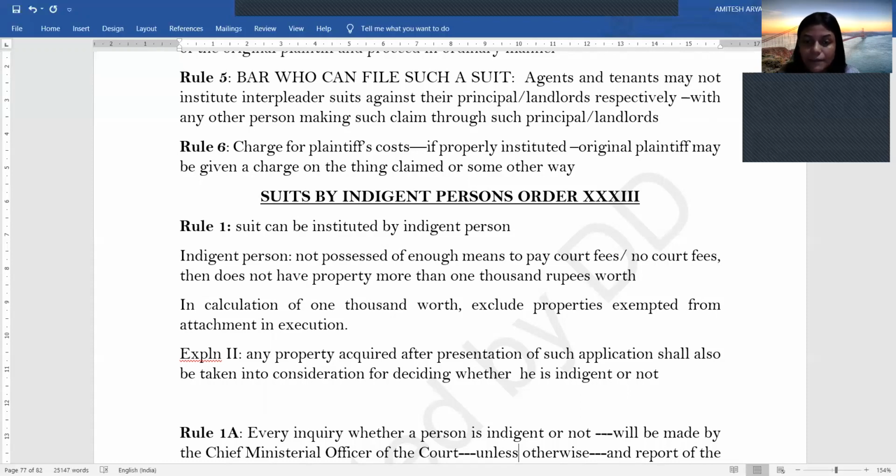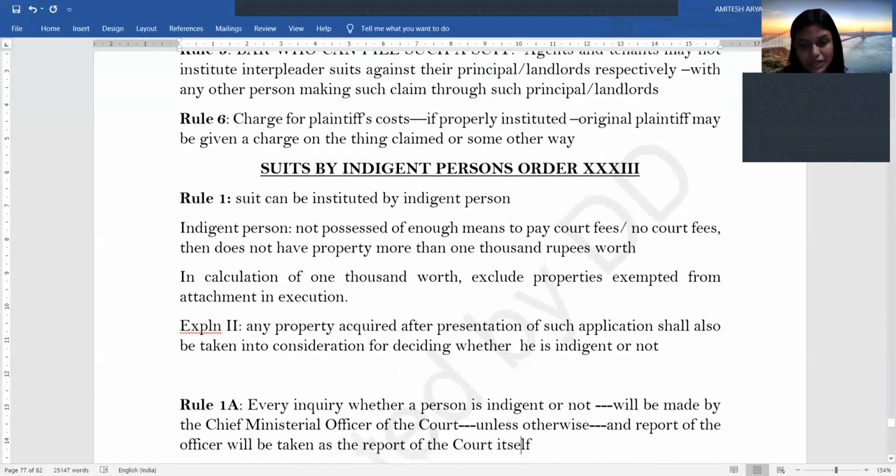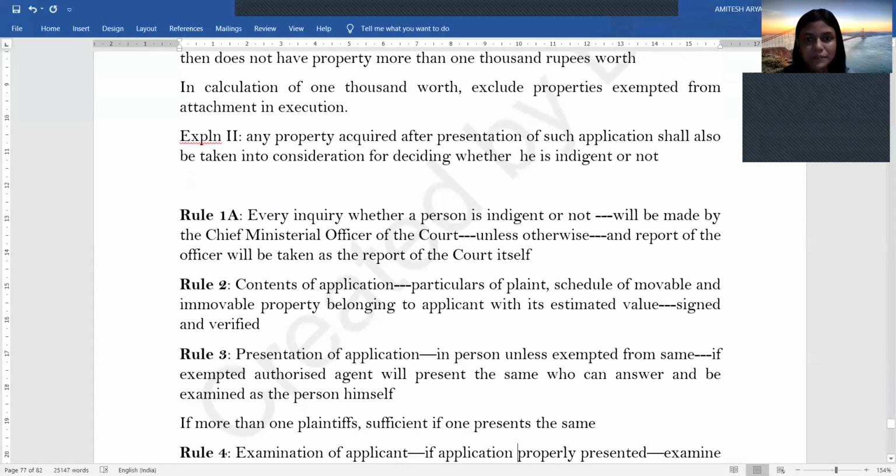So you remove those exempted properties and then calculate whether 1,000 rupees worth of property is left with him or not. Remember, he has presented an application that I am an indigent. He's not presenting a plaint. He's presenting an application that I am an indigent person. Please remember this. Then if any property is acquired afterwards, it can also be considered for deciding whether he's actually an indigent person or not.